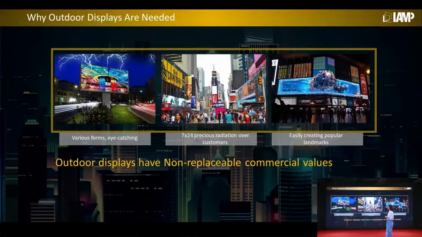As you can see, that's the reason why we need outdoor LED displays. The first picture shows the various forms of eye-catching LED displays outside as a billboard. The second one shows radiation over customers on the building facades, inducing clients into the shopping malls. And the third is the 3D video showing on the LED display on the building facade.